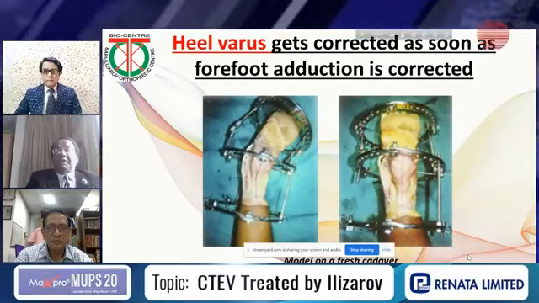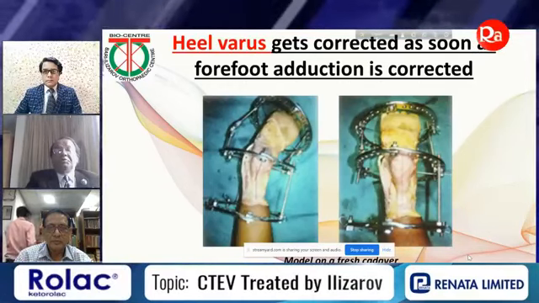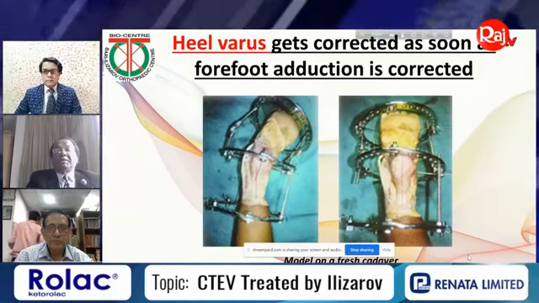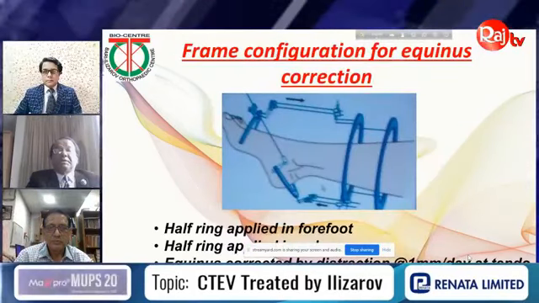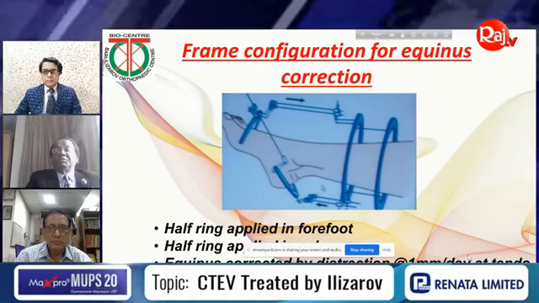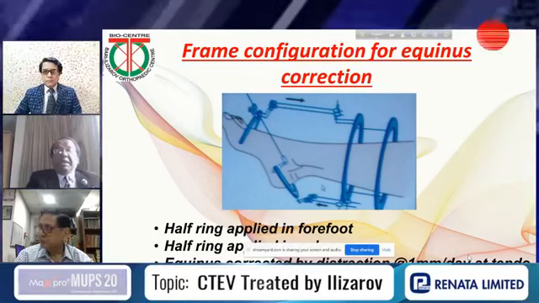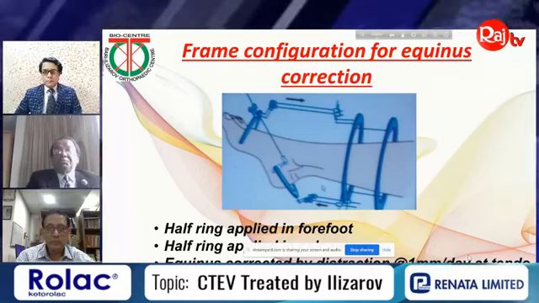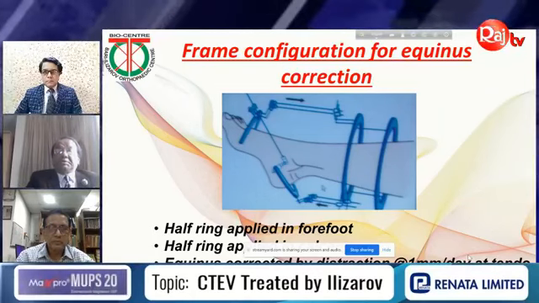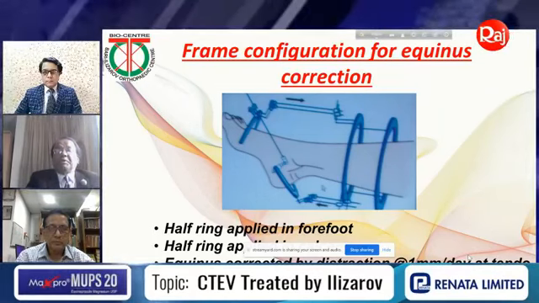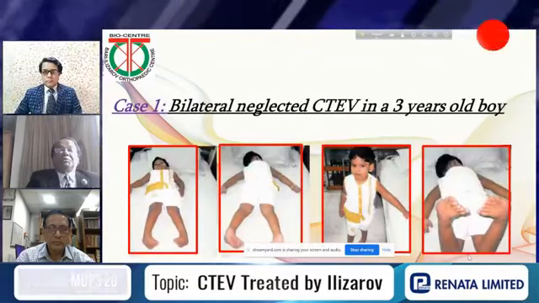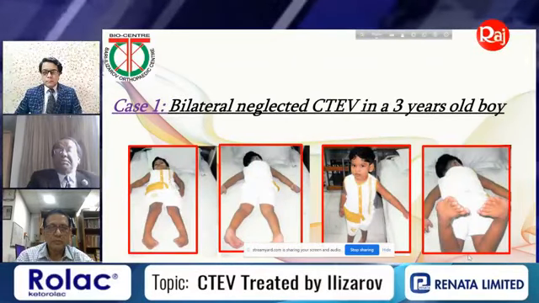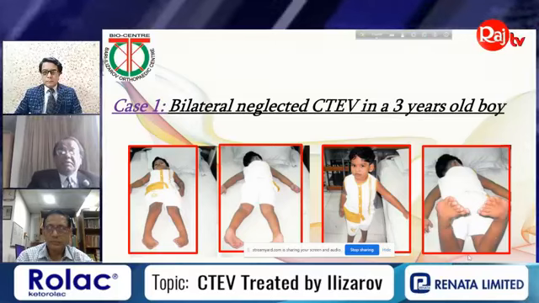The model on a fresh cadaver, you can see how your tendoachilles is contracted, other tissue contracted. You can correct. How to correct the equinus, see the two blocks ring up and calcaneum, and you can gradually correct. And sometimes you need to go for tendoachilles tenotomy. And now I'd like to show you some bilateral CTEV, 3 years old, you can see here.